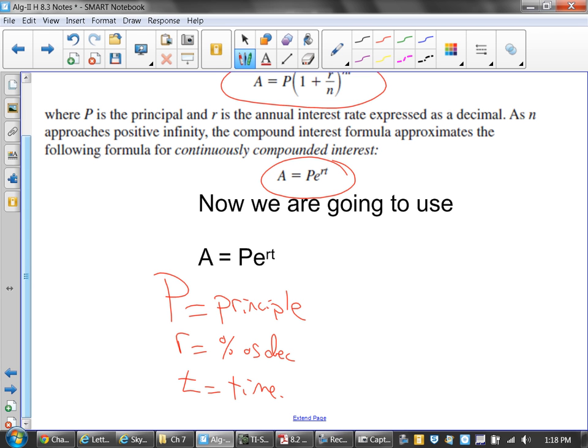In this case, your rate is going to be some percentage. The time is time in years, or however many are left. And it's just a matter of putting stuff in the calculator. It's pretty simple.